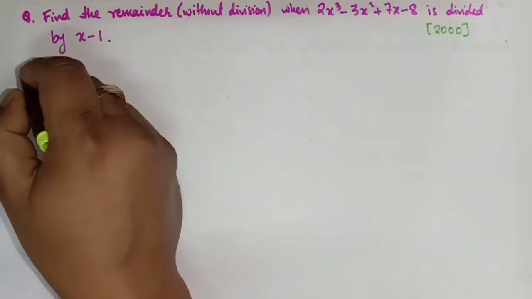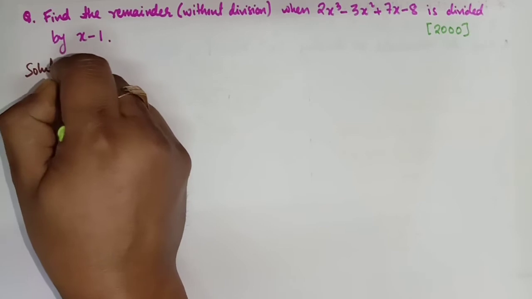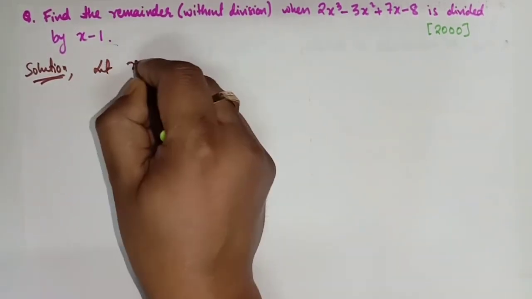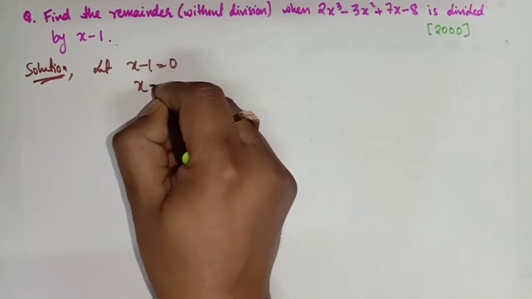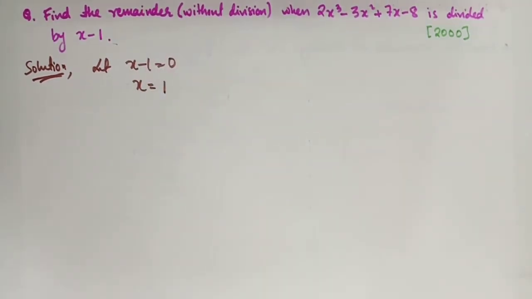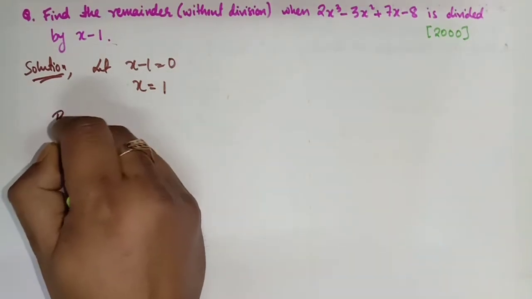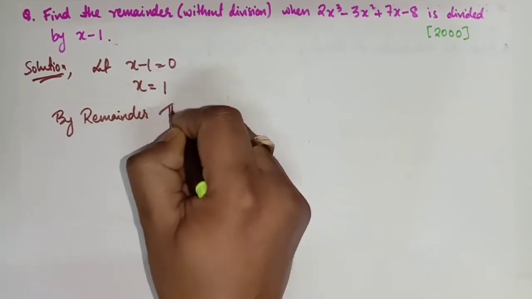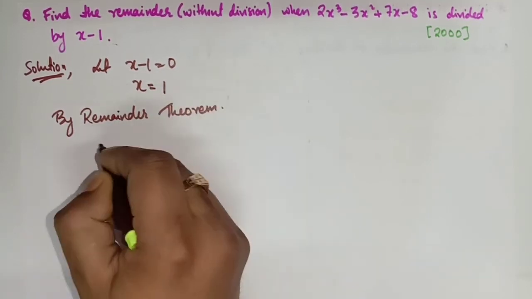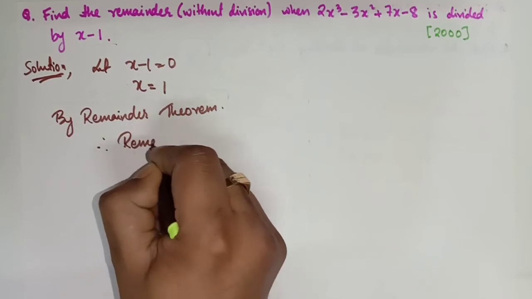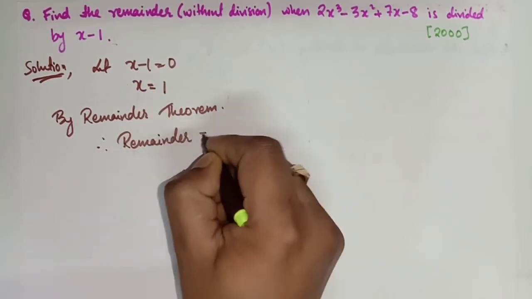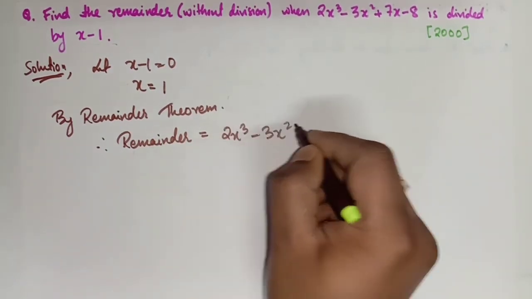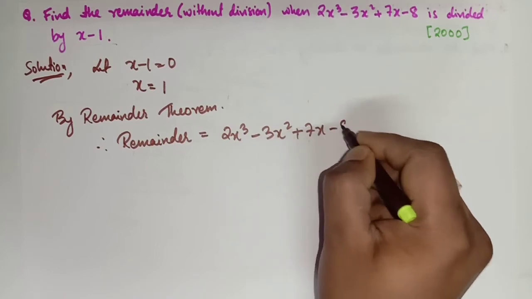First you'll write the solution. First step, what will you take? Let x minus 1 equals 0. So I'll get x equals 1. Now what will I use? By the remainder theorem, directly what can I write? Therefore, remainder equals, I'll write this polynomial: 2x cubed minus 3x squared plus 7x minus 8.